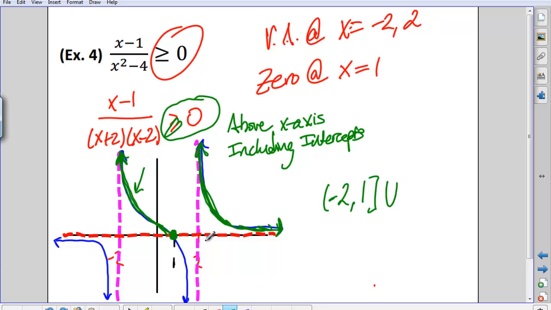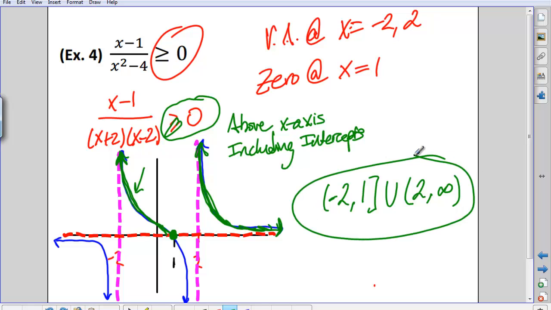The next piece, again, starts at that vertical asymptote at +2. And since there is a horizontal asymptote at the x-axis, it's never going to cross over below that. And so it's going to continue on to infinity, staying above the x-axis there. So that is our solution. You can see when you're dealing with rational inequalities, it's almost the same as the polynomials. You just have to take into consideration the asymptotes, vertical and horizontal, and know how those play into the solutions and where the graph's above and below the x-axis.